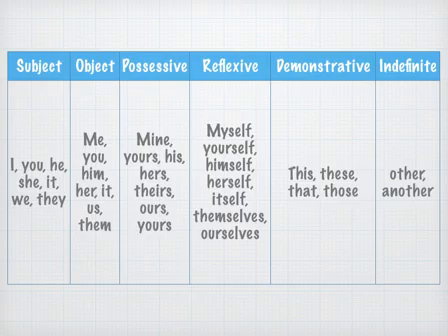We're talking mostly about pronouns here for things and people. Subject, you can use I, you, he, she, it, we, they. Objects will have me, you, him, it, us, them. Possessives, mine, yours, his, hers, theirs, ours, yours. Reflexive, myself, yourself, himself, herself, itself, themselves, ourselves. Demonstrative, I just went through this, these, that, those. And indefinite reference, other and another.